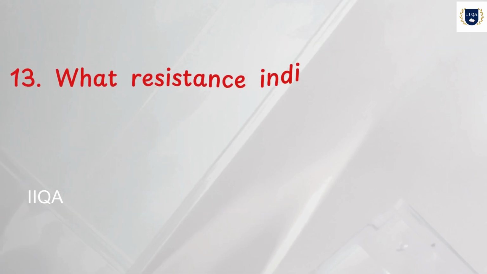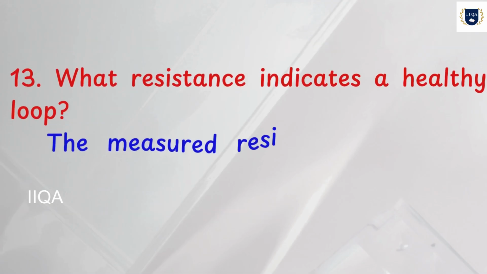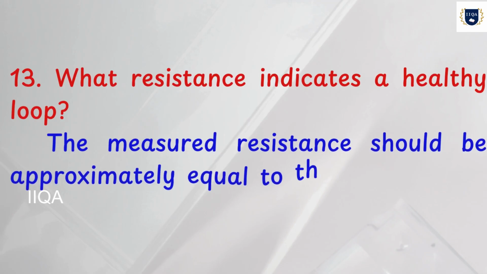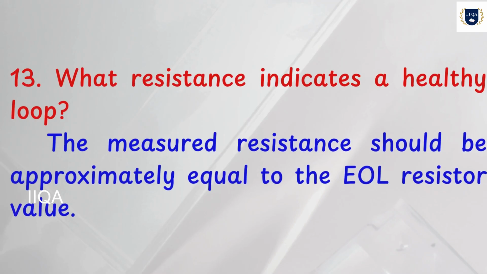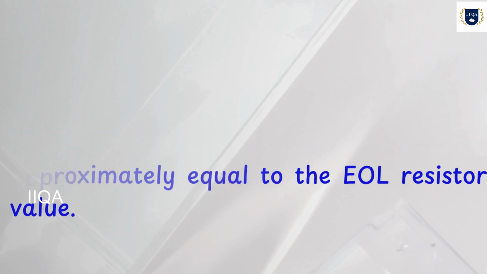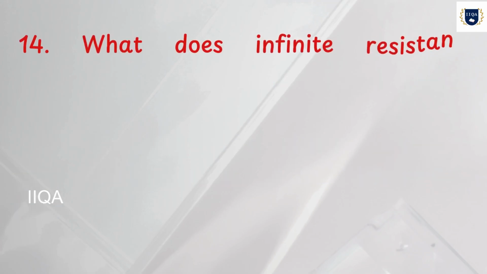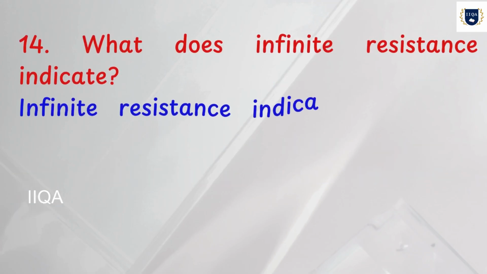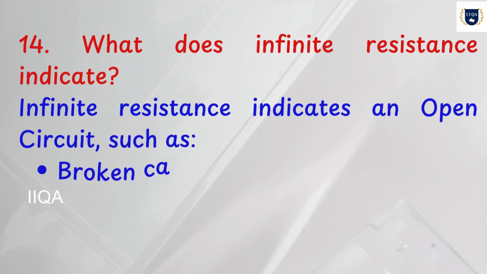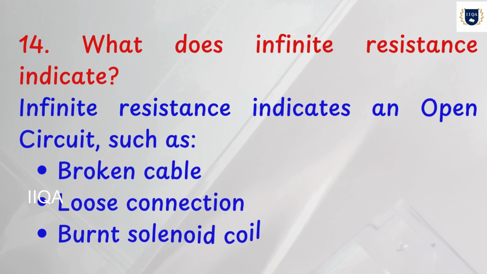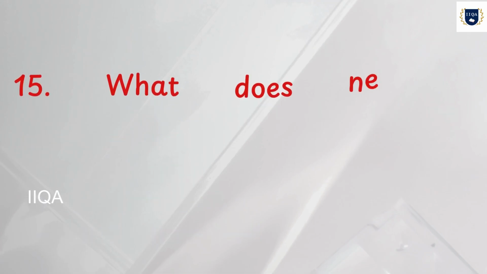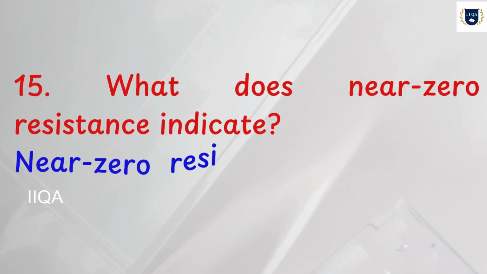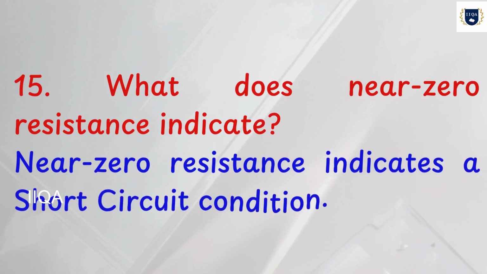What resistance indicates a healthy loop? The measured resistance should be approximately equal to the EOL resistor value. What does infinite resistance indicate? Infinite resistance indicates an open circuit such as broken cable, loose connection, burnt solenoid coil. What does near zero resistance indicate? Near zero resistance indicates a short circuit condition.